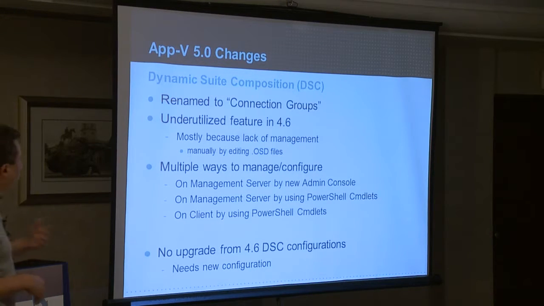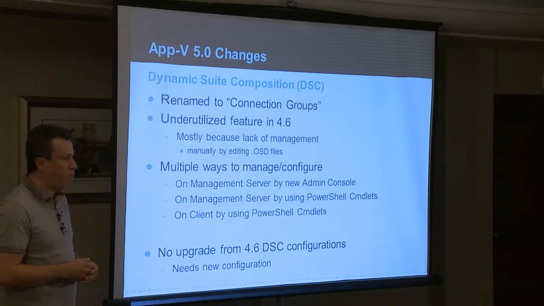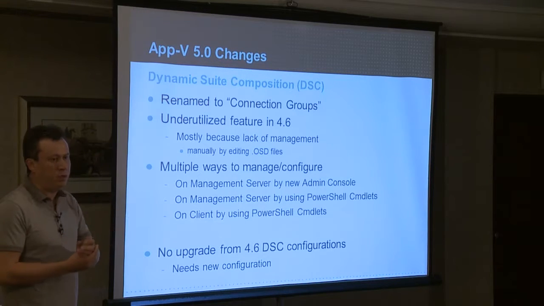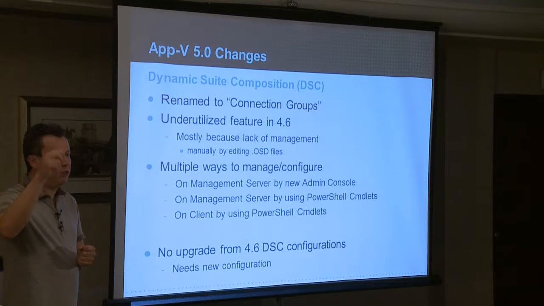The nice thing is that dynamic suiting, which is now called connection groups in AppV5, is not configured within the application configuration anymore. That's really a nice thing. You do it from the outside, and there's actually a couple of locations where you can manage it. That depends on the way you want to deploy your AppV infrastructure in the future. You can do it on the management server with the new web or Silverlight console. You can simply create a connection group.